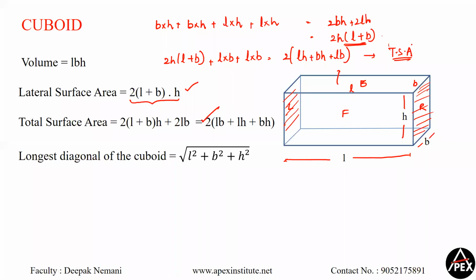Now coming to the longest diagonal. So what will be the longest diagonal of a cuboid? Okay, so let me give you numbers for each vertex. Now then tell me, okay, the diagonal joining which vertices will be the longest? This is 1, 2, 3, 4, 5, 6, 7, and 8. 1, 5, and 4, 7.